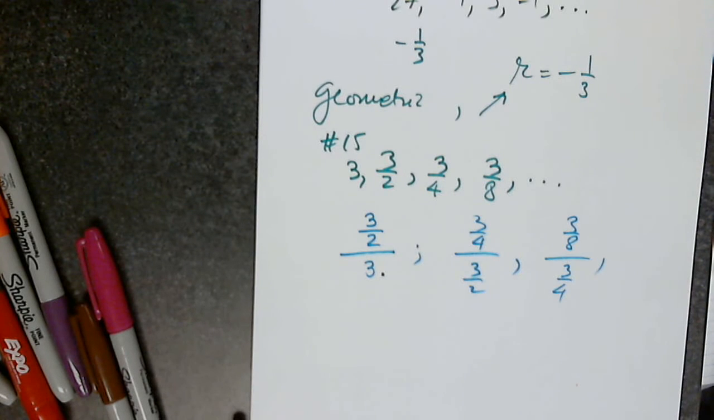If all these three numbers are the same number, what will I conclude? It's geometric, and the common ratio is blah, blah, blah. What if I don't get the same number? Then it's not geometric.